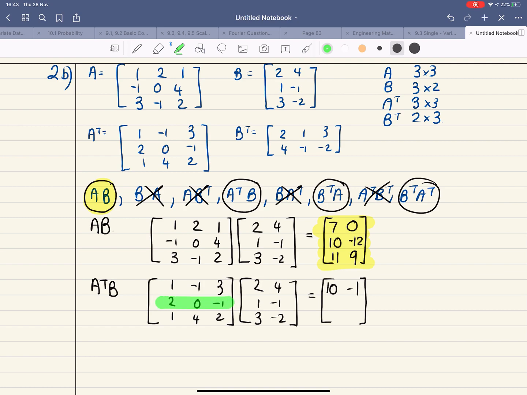And then the next one, 4 minus 3 is 1, then 8 plus 2 is 10. 2 times 4 is 8, there's a 0. Minus 1 times minus 2 is plus 2, so it's 8 plus 2 is 10. And then the last one, let's write that one so you can see where I'm coming from.